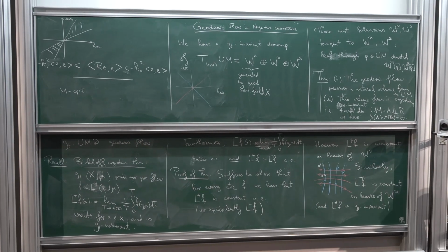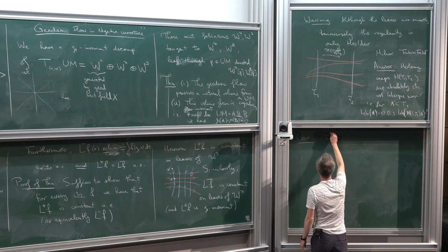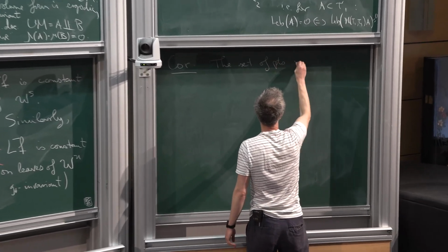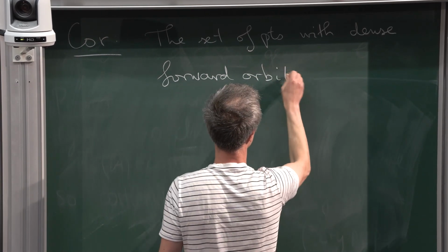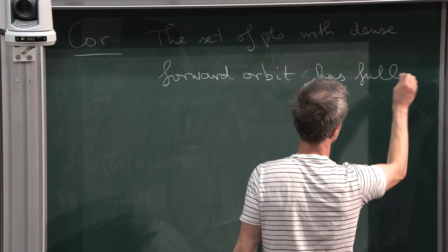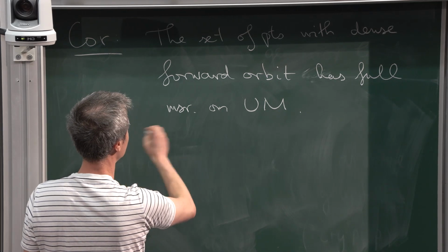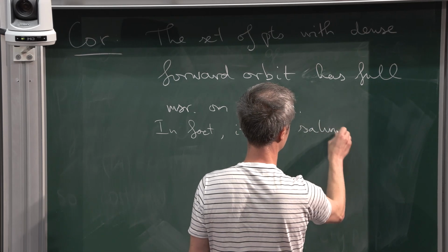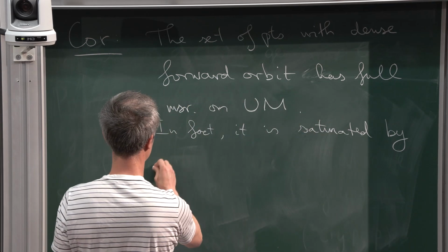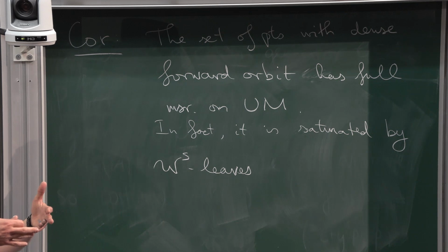All right. So let me just deduce immediately two corollaries. The set of points with dense forward orbit has full measure on UM, and in fact it is saturated by WS leaves. So of course, if the orbit of one point is dense into the future, then any stably related point, which will asymptotically approach it, will also be dense.